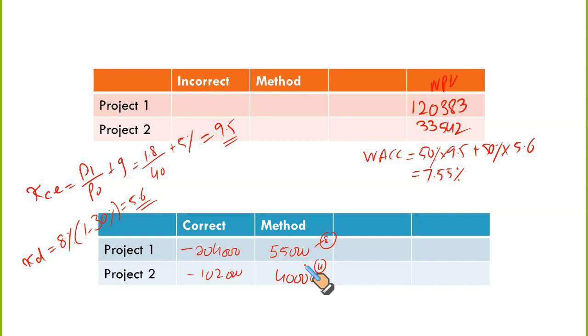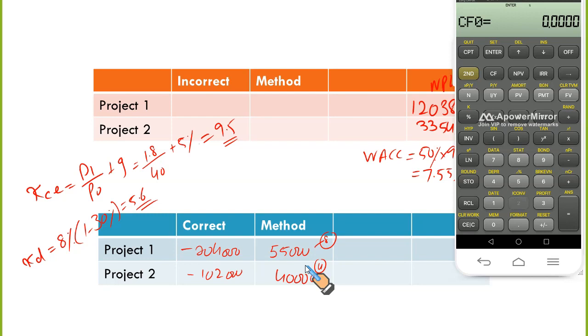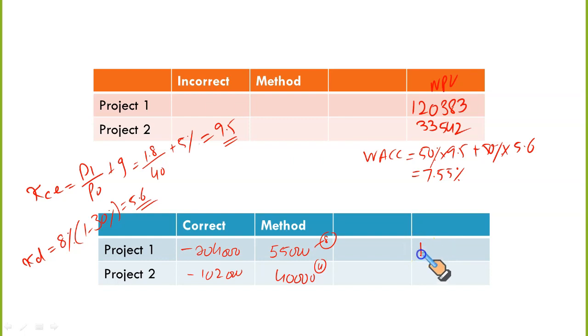I will do it directly on the calculator. Project 1, 204,000, negative, enter, down arrow key. Then you have 55,000, enter, down arrow key. The frequency is 8, enter, down arrow key. NPV, the rate you will use is 7.55, enter, down arrow key, CPT. It's 117,535. Let's write it down. 117,534.9, or approximately 5.